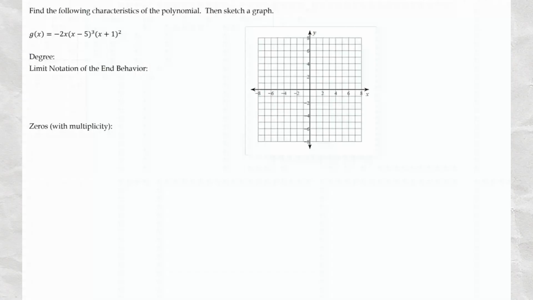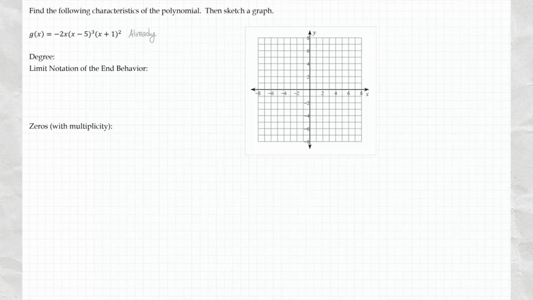Today we're going to be graphing a polynomial and talking about its characteristics. So my function here, I have g of x. This is already in factored form, so it's going to make our start go a little bit quicker, which is kind of nice. So when we look for certain things, we're looking for the degree. For the degree, we're going to add up all of the exponents because it's in factored form. So we're going to add 1 plus 3 plus 2 gets us a degree of 6.